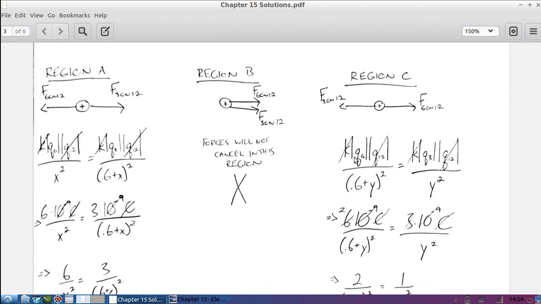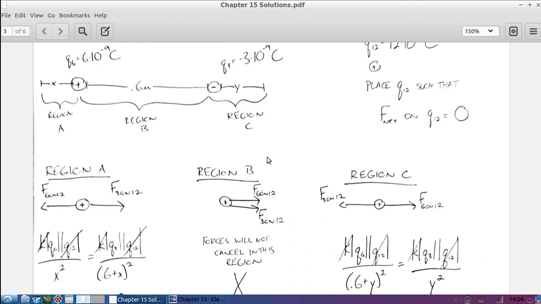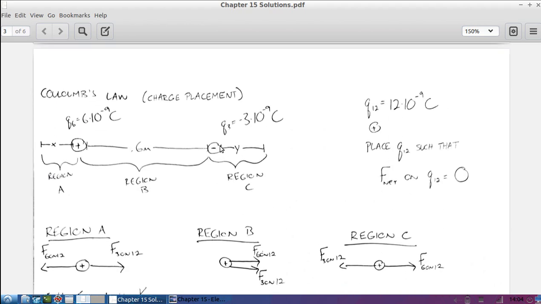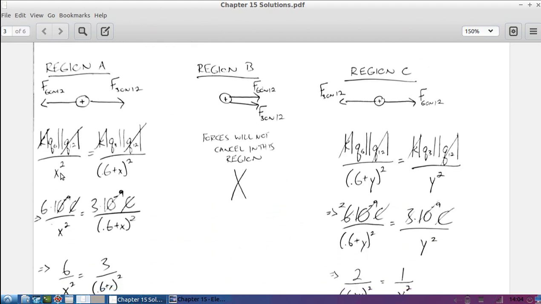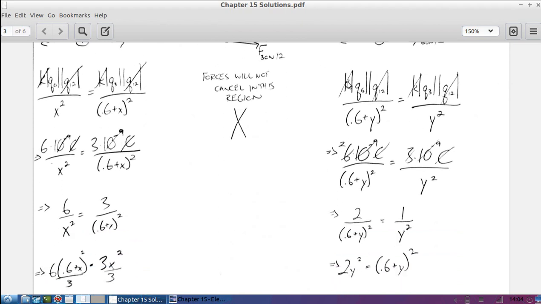So the distance between the 6 and the 12 is 0.6 plus y, the quantity squared. I'm closer to the 3 nanocoulomb charge, so K, Q3, Q12, the distance between the 3 and the 12 is just y. And so the fact that these denominators are switched should give me a positive y value. So we plug everything in. Let's get rid of our Q12s like we did before. Q12s go away, the K goes away.